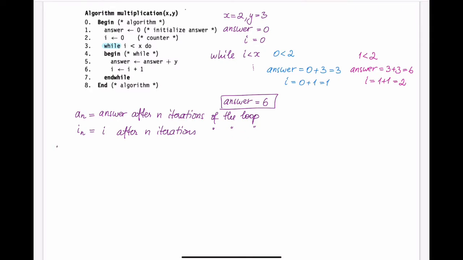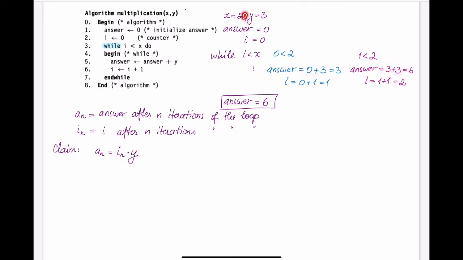Excellent. Now, I'm actually going to make a claim. I'm going to claim that a sub n, the answer, is the number of iterations of the loop times y. So this y, again, remember, is the number that I'm multiplying. So what I'm saying here is that after n iterations of the loop, I have multiplied y, or I've added y to itself, i sub n times. So here I've added it to itself once, here I've added it to itself twice.